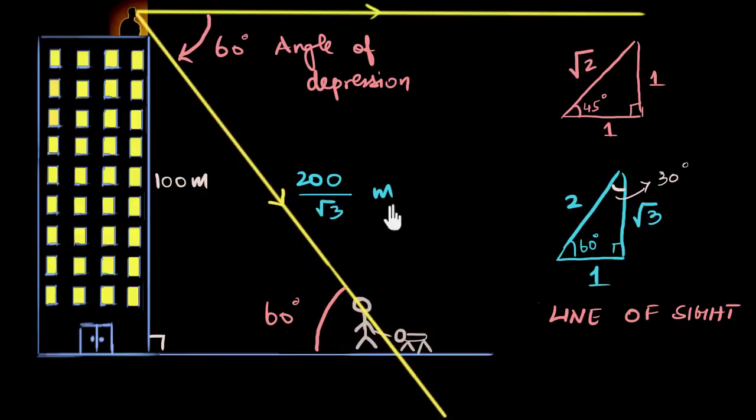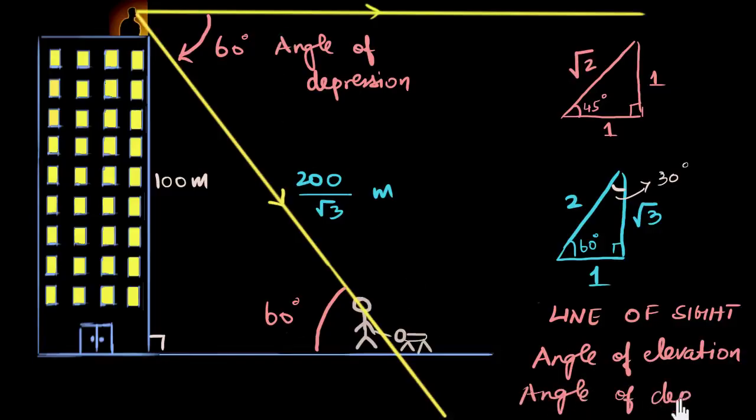And depending on whether that angle is below the horizontal or above, we have 2 names. If it's above, we call it angle of elevation. Angle of elevation. And if it's below, like over here, we call it the angle of depression. These are the only new words that you need to know.